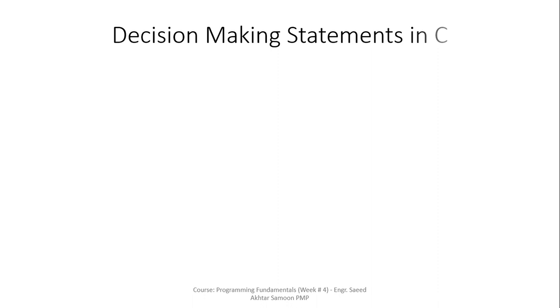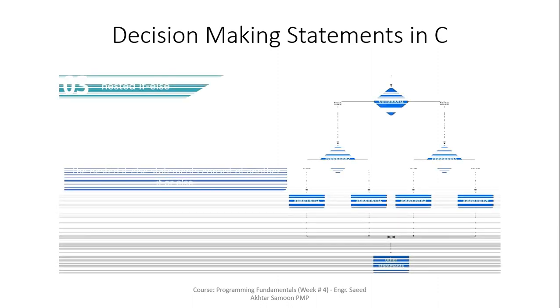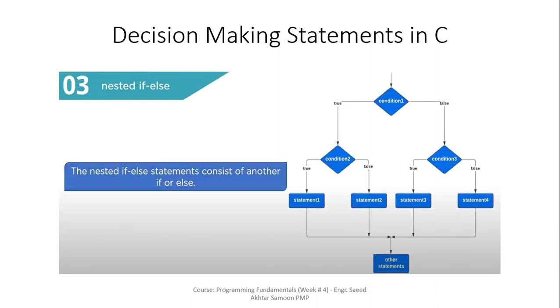So now we will move to the next decision making statement in C, and that is nested if. Nested, as the name implies, means you have a nest of ifs and elses. So you have multiple paths. As I explained a little while ago, you can have one path using if, you can have two paths, and you can have multiple paths. So in nested if, we have multiple paths available.